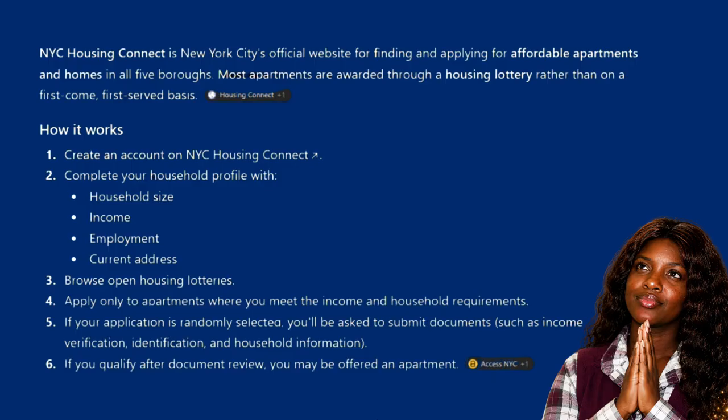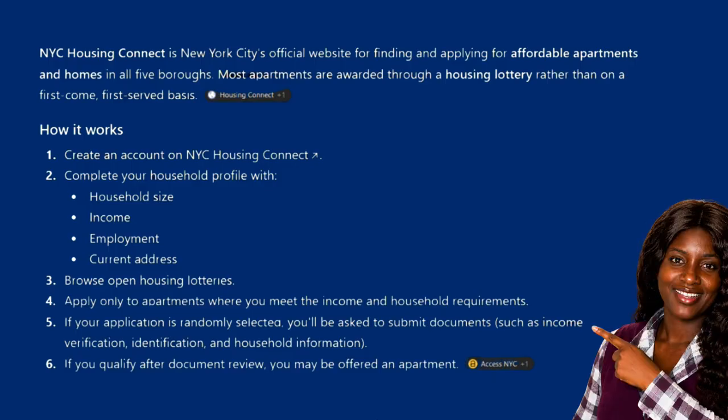So it says how it works. Number 1, you have to create an account on New York City Housing Connect, okay? Number 2, complete your household profile with your household size, like how many people are going to be moving in and who's going to be on that application, your income, your employment, and your current address.